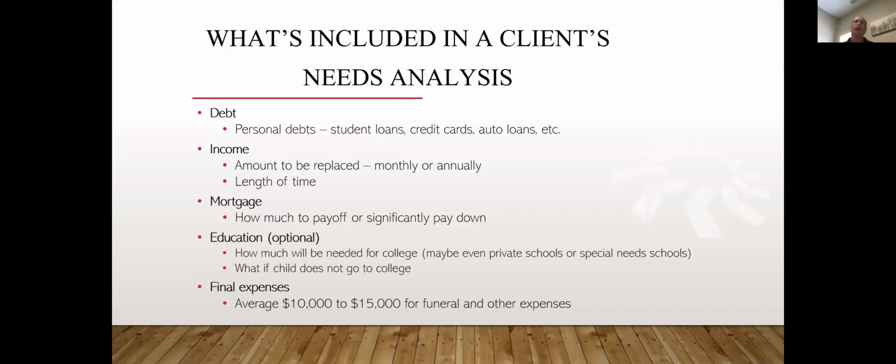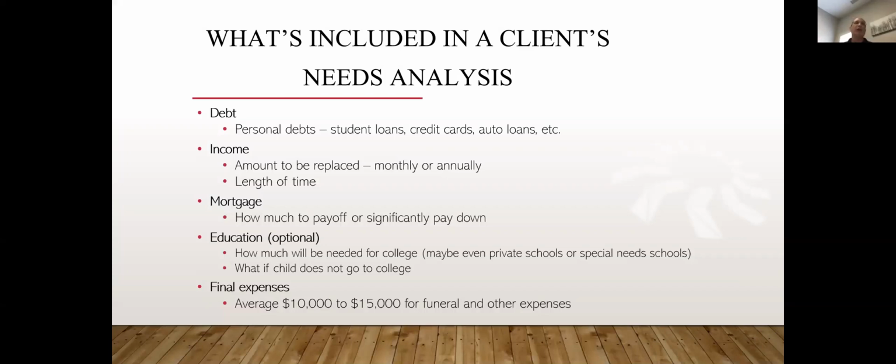Also, how long do I want to replace the income? A common measure is when the youngest child leaves home, graduates high school, starts college or their own business, or gets out into the working world. This is a very fluid number. If you have a 5-year-old, maybe you need 13 years, you want to round it up or down. It's a number that can be very flexible.